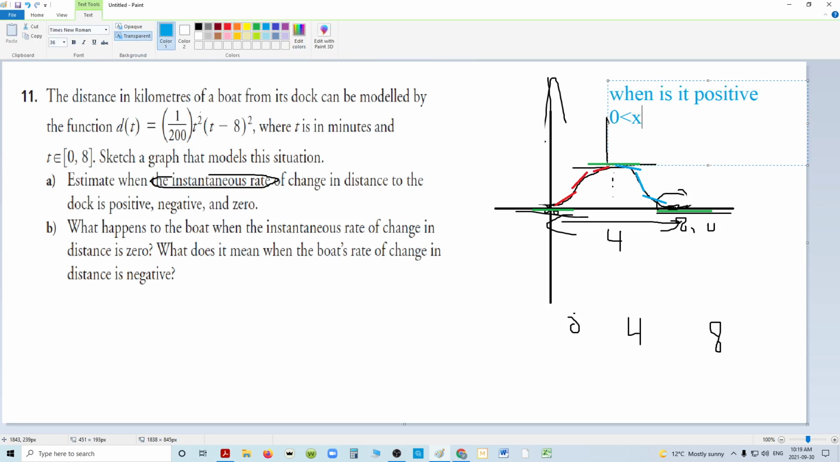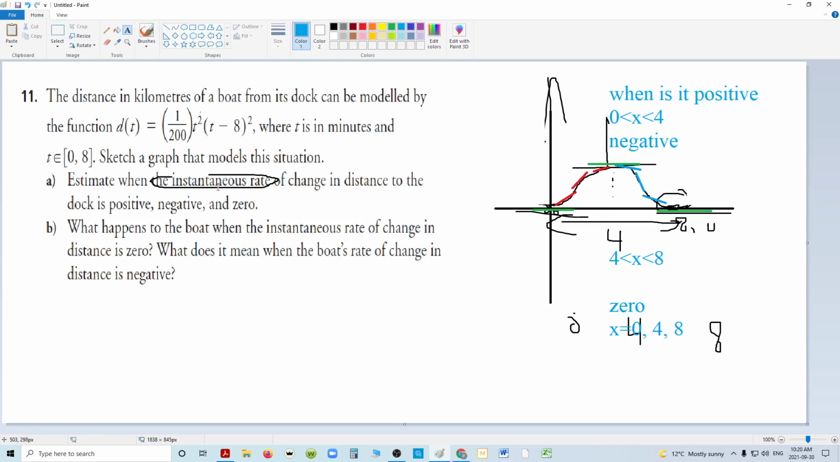When 0 is smaller than x is smaller than 4. When is it negative? When 4 is smaller than x is smaller than 8. When is it 0? At x is equal to 0, comma 4, comma 8. That's when it left the dock, started turning around.